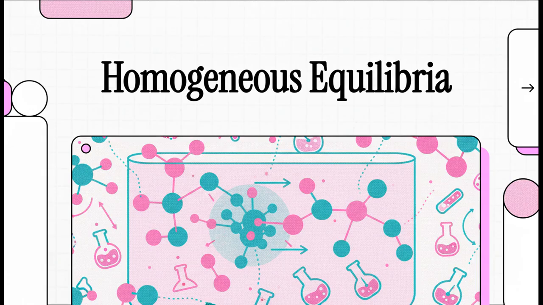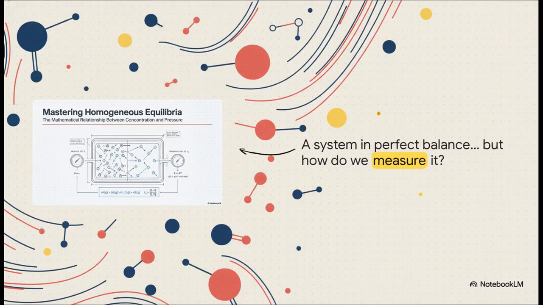Let's find out. So picture a closed system like this one. Inside, you've got molecules in a constant, kind of frenetic dance. They're reacting forwards and backwards over and over again. Now, when the speed of those opposing reactions become equal, the system hits what we call a dynamic equilibrium. To us, on the outside, it looks like nothing's happening, but it's a total whirlwind of activity.